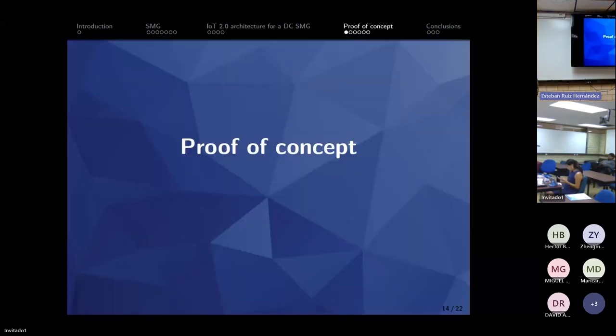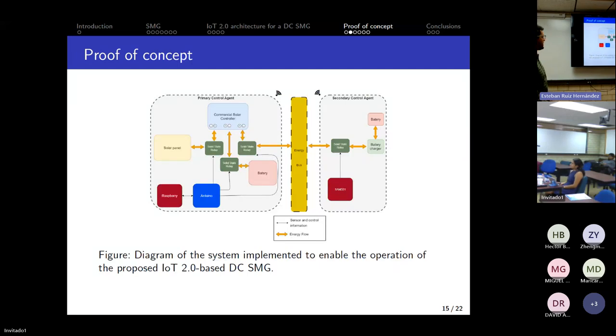And to prove this architecture, we made a simple proof of concept, a very simple implementation, to see if a robust implementation was feasible to get better results. So we implemented these two control agents. The primary control includes a commercial solar controller to perform the tasks of current adequacy. We have a solar panel as the electricity generation element, a Raspberry Pi for the processing, an Arduino for the real-time controls, and a solid state relay as the flow control device. Also, the secondary control agent has a solid state relay and the same elements, but it's simpler in the part of processing.